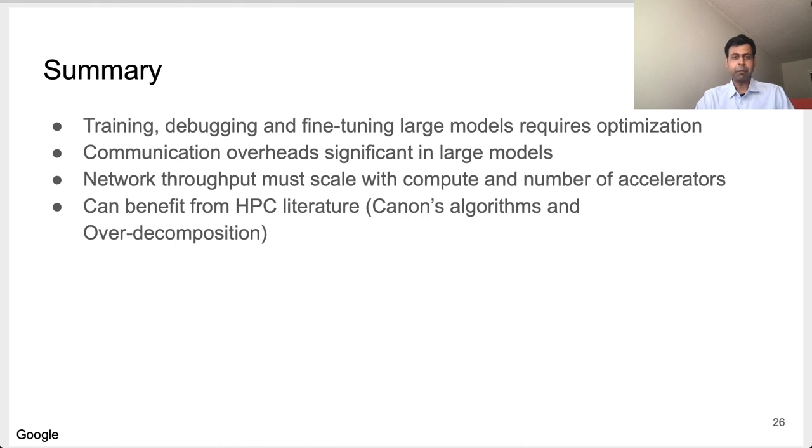If you want to run a bigger model at a bigger scale, we need even more network throughput. And wherever possible, we have tried to benefit from HPC literature. I think we give examples of Cannon's algorithms and over decomposition. Can take questions now. Thank you.